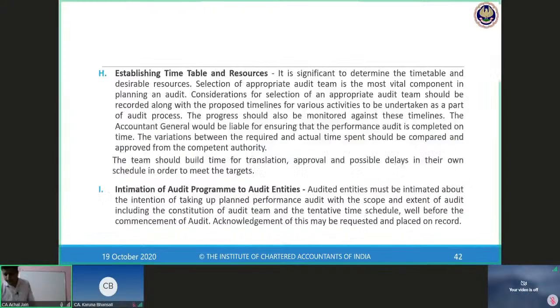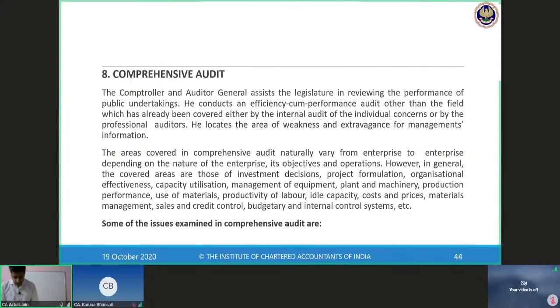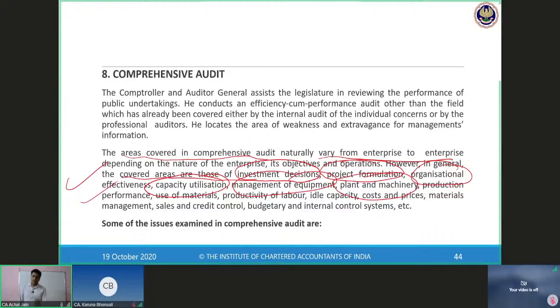So moving further on to the next type of audit, and that is comprehensive audit. Though we have briefly touched upon some aspects of this, we will now get into discussion around some more points on the comprehensive audit. Areas covered in a comprehensive audit vary from enterprise to enterprise, its objective, its operations. However, in general, covered areas are investment decisions, project formulation, organizational effectiveness, capacity utilization, management of equipment, plant and machinery. So these are some of the commonly covered areas in a comprehensive audit.